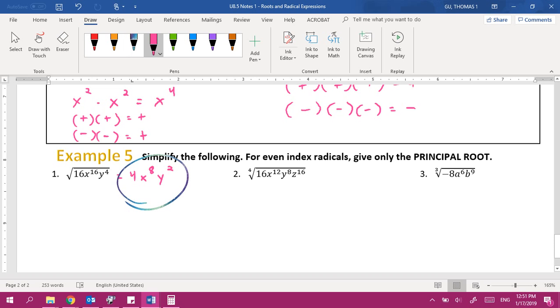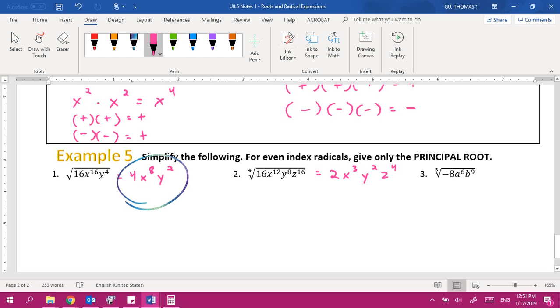Let's look at number 2. The 4th root of 16, x to the 12, y to the 8, z to the 16. What would this be? Would it be 2? 2, because, right? x to the third, and then y to the second, and then z to the fourth. Right. But now, do we need absolute values in this one?